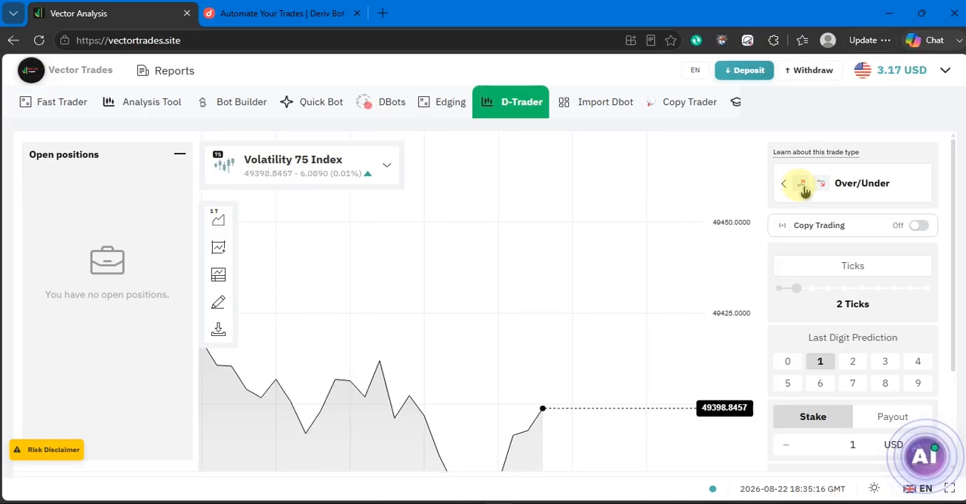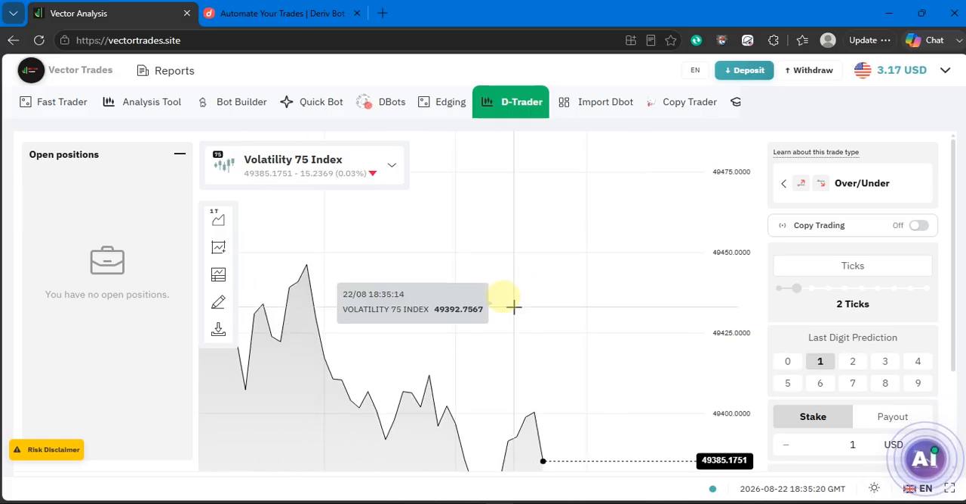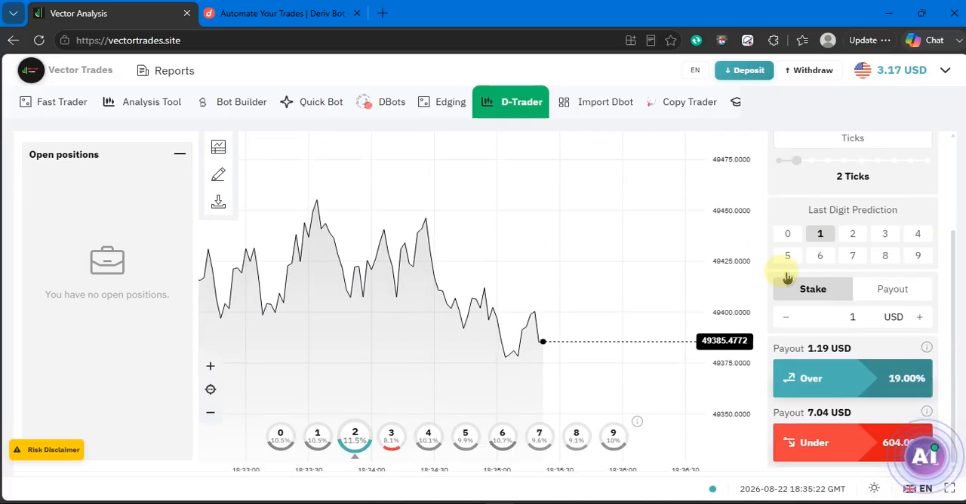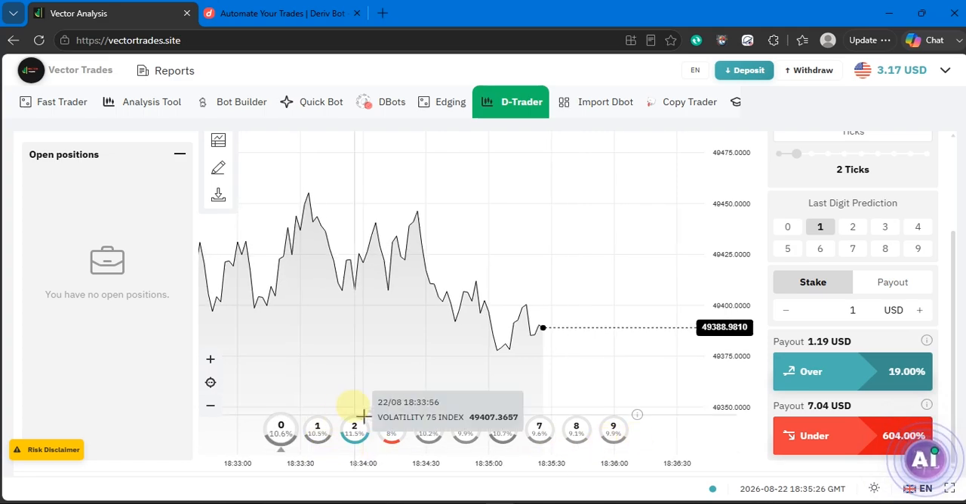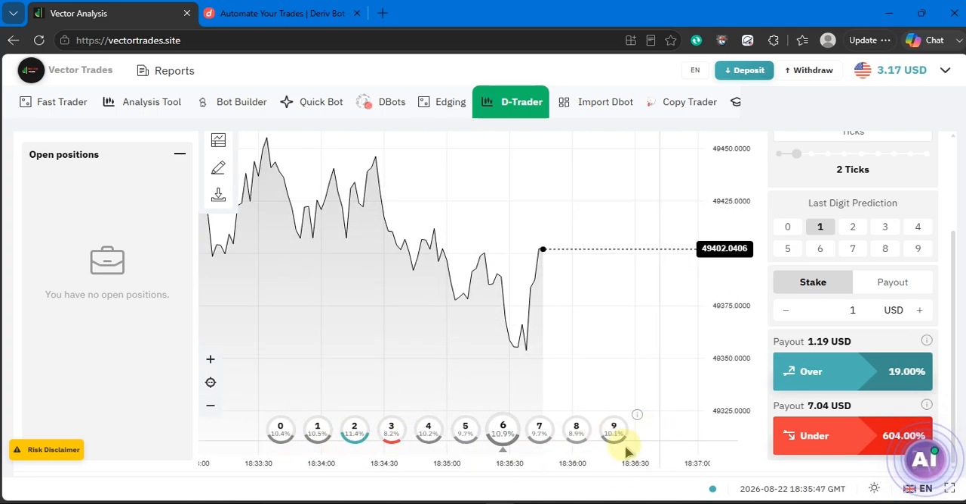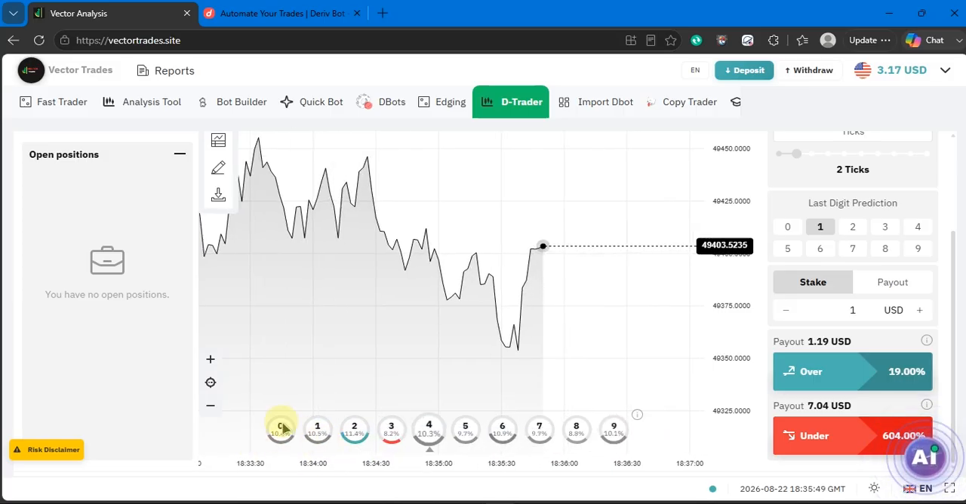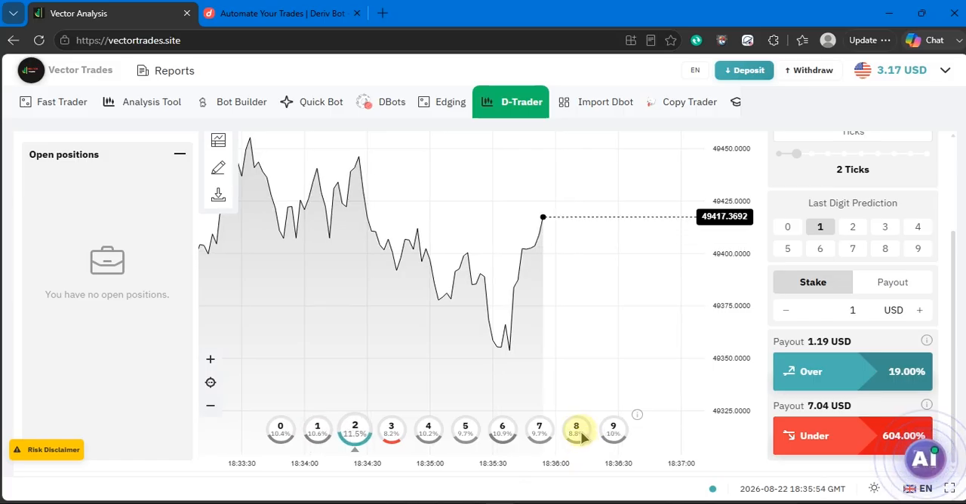So this is an over and under strategy, and in this strategy I'm going to be looking for 2 numbers. So I just scroll down, and then I check this market. There is a condition that I'm going to be following. In this strategy I'm going to be looking at these 2 numbers and at these 2 numbers, that is 0 and 1 and 8 and 9.